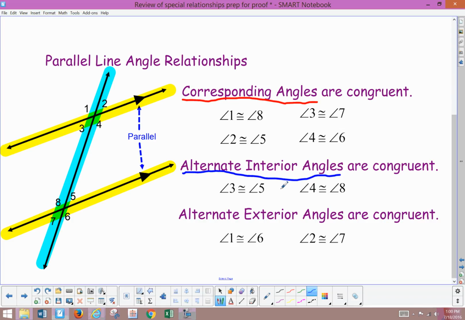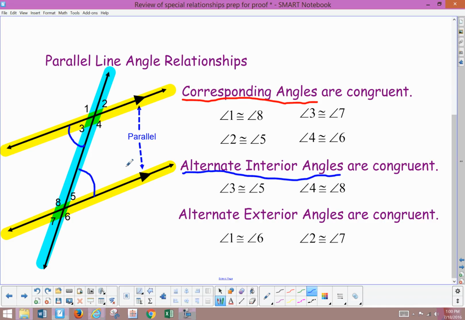The alternate interior angles are the ones that are between the parallel lines, but on opposite sides of the transversal. So if I take a look at my parallel lines, the 2 yellow ones, if I were to shade in between, the interior are the 3, 4, 8, and 5. But the ones that are on alternate sides of my blue transversal are the pairs that I'm looking for. So I'm looking at angle 3, I'm looking at angle 5. Those would be alternate interior angles.